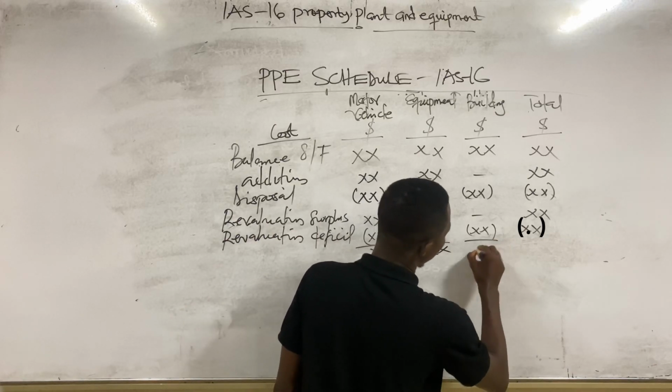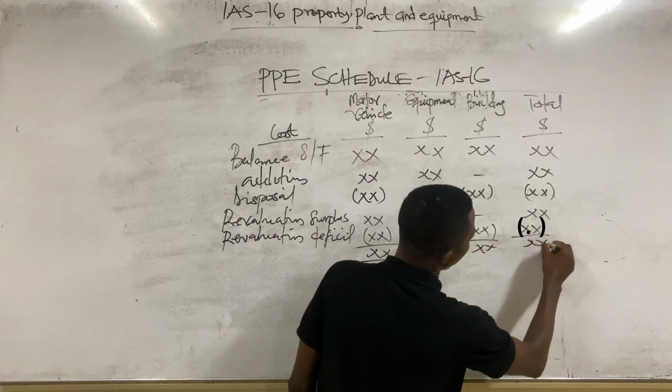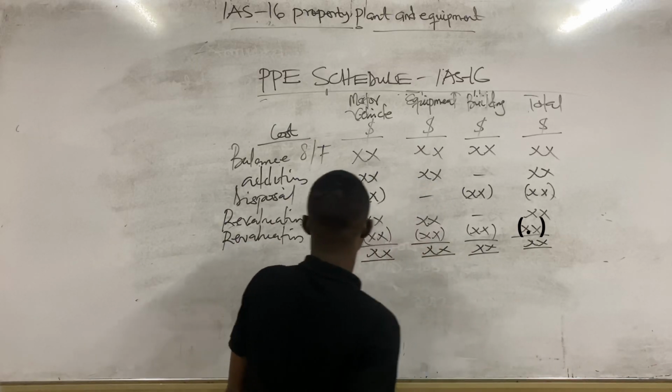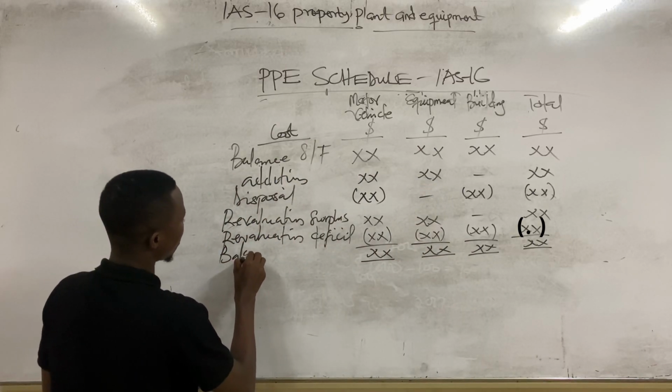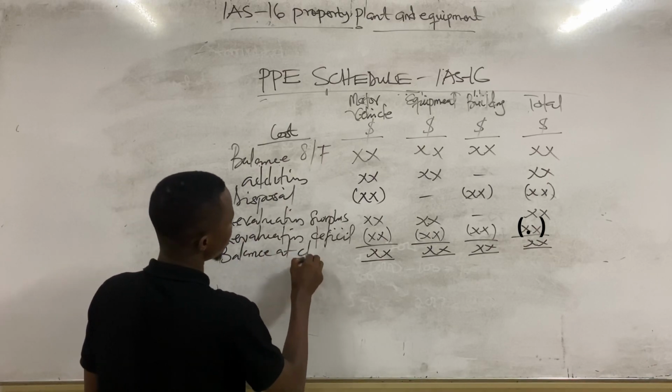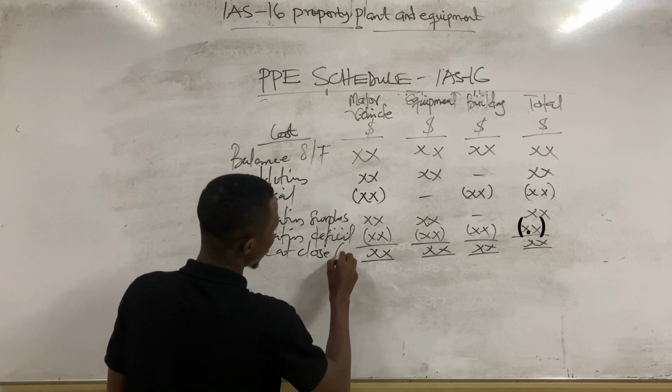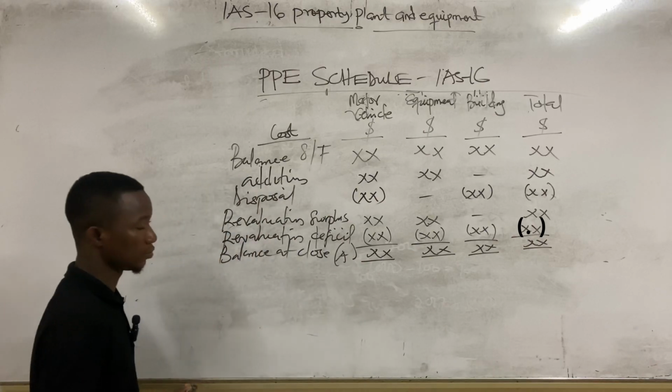Okay, then we underline it once. So this becomes the balance at close. So let's represent this to be A.